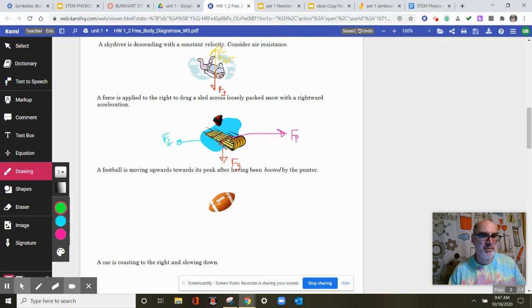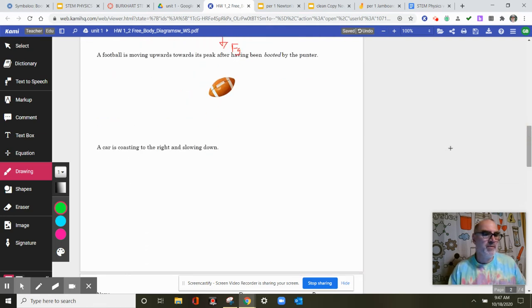And there's a force between the ground and the sled that pushes up on the sled, and that's the normal force. All right, and then we have a ball that's been booted and is moving upwards. Honestly, the only force acting on this ball is gravity.